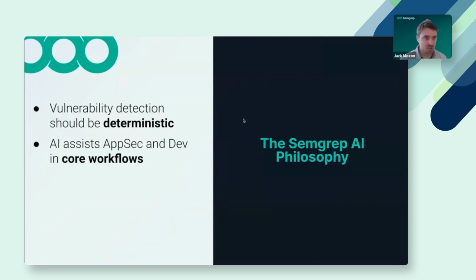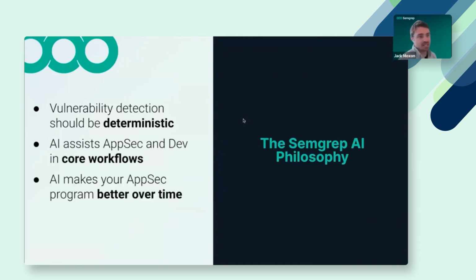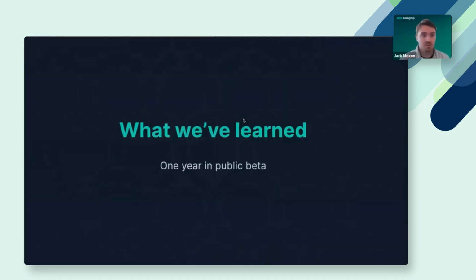Where we think AI is super helpful is assisting AppSec and developers in their core workflows. And you'll see that in the demo that we do in just a minute. And then again, our core philosophy is that what AI should be doing is helping you make your AppSec program better over time by saving you time on the long tail of tasks that you have to do as an AppSec engineer. So that's kind of our background and our philosophy.